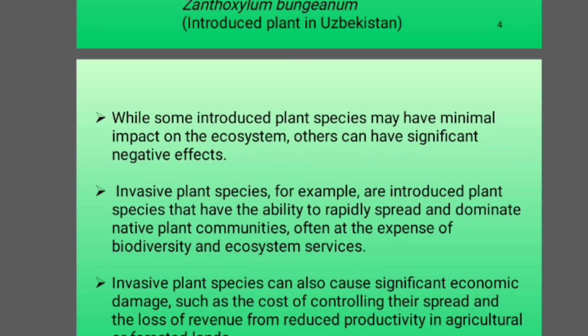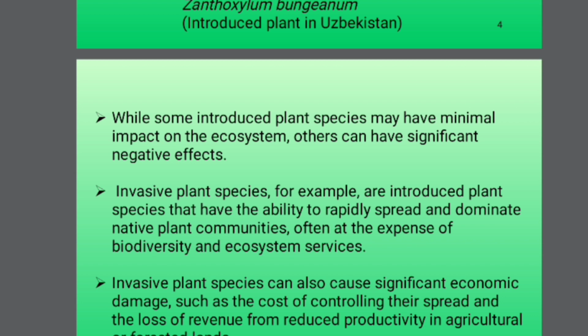While certain introduced medicinal plant species may have minimal impact on the ecosystem, others have a significant negative impact. So it is important to know the impact of exotic species on your ecosystem. Some species have a lesser impact, but other species have the greatest impact on your native flora and ecosystem. Invasive plant species, for example, are introduced plant species that can rapidly spread and affect native plant communities. They are dangerous to the ecosystem and harmful to ecosystem services as well.